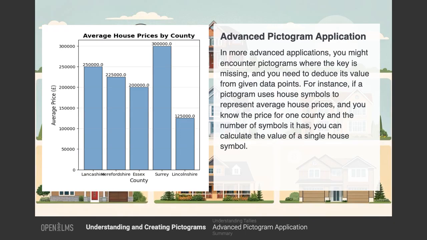Advanced pictogram application. In more advanced applications, you might encounter pictograms where the key is missing, and you need to deduce its value from given data points. For instance, if a pictogram uses house symbols to represent average house prices, and you know the price for one county and the number of symbols it has, you can calculate the value of a single house symbol.